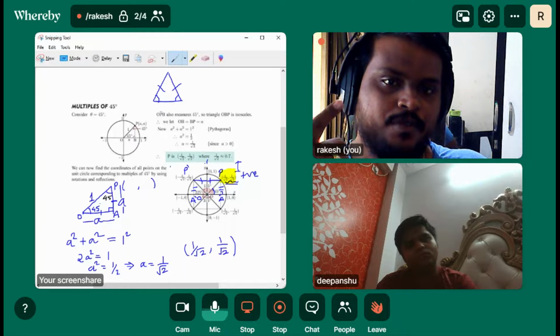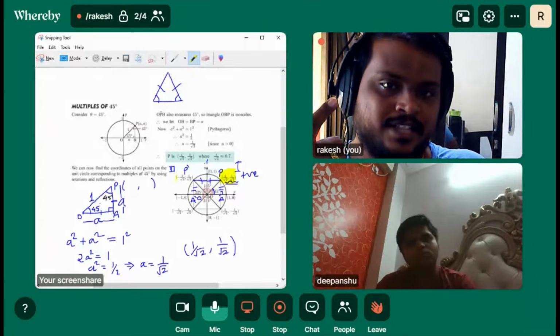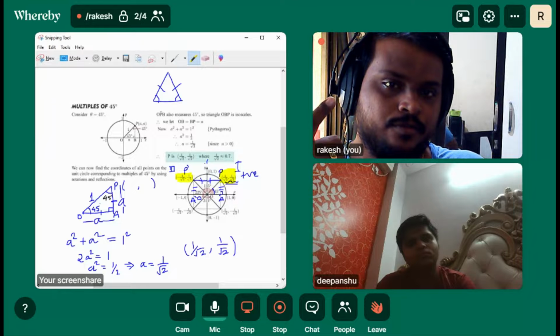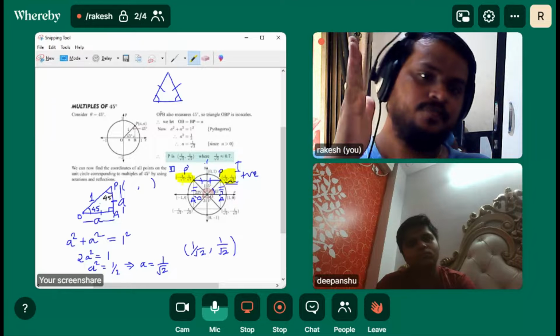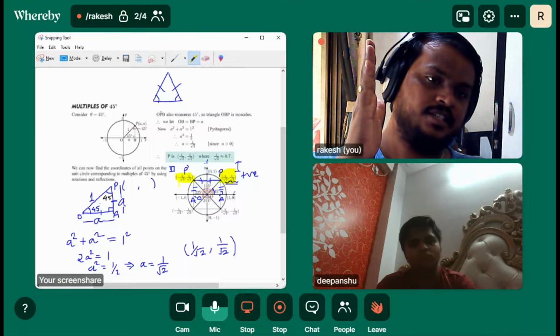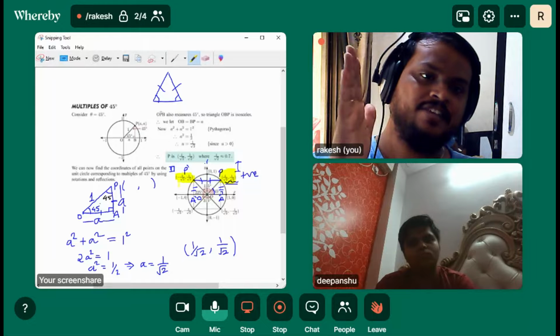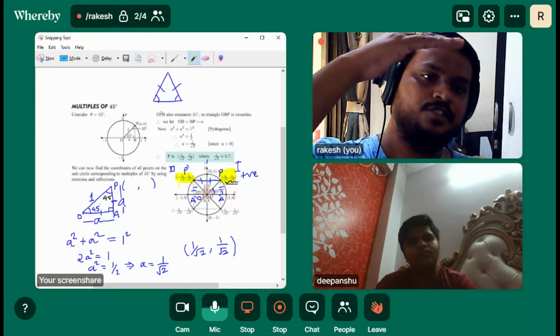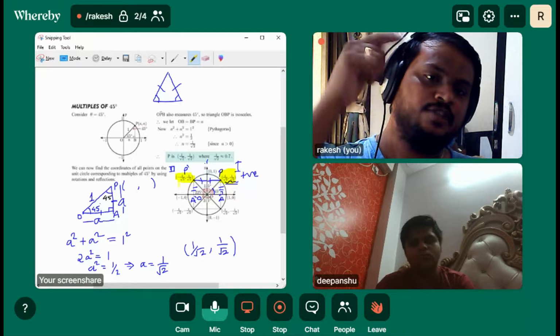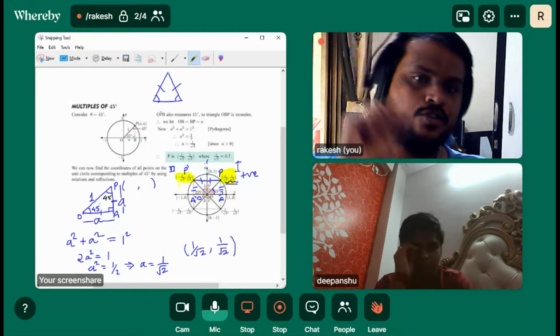The coordinate of P prime, can you guess? It is already mentioned, but does that make sense to you now? Because of the negative direction of the x-axis, it is minus 1 by root 2, and y is in the positive direction, so that is 1 over root 2.